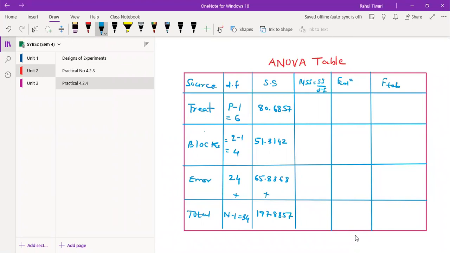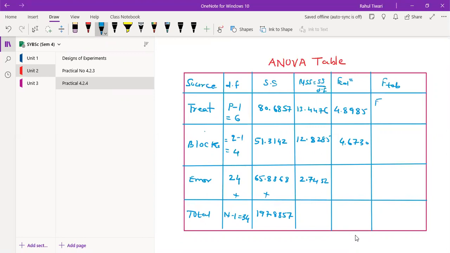Then the MSS you get is SS upon degree of freedom. So 13.4476. Let me just finish this ANOVA table, then we can start. 12.8285. 2.74 by 2. FCal becomes 4.8985, 4.6730, and just check these values.